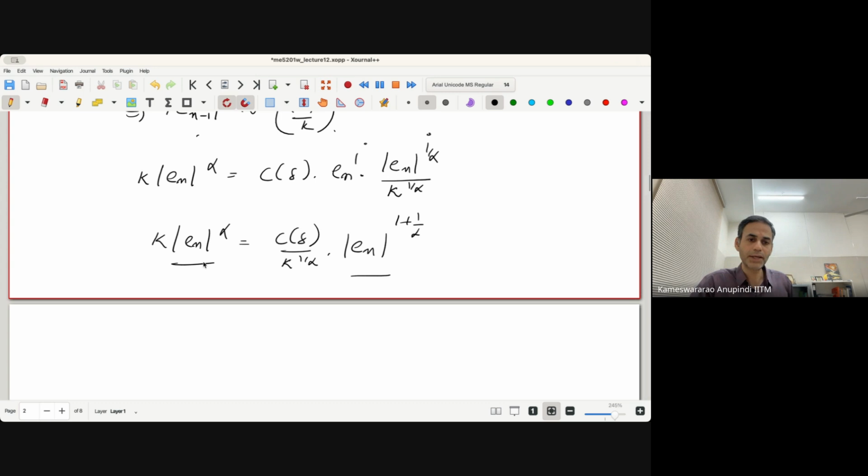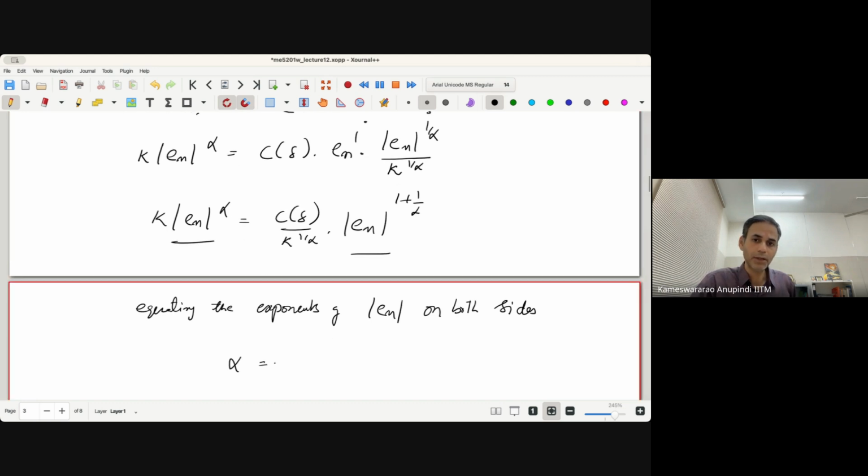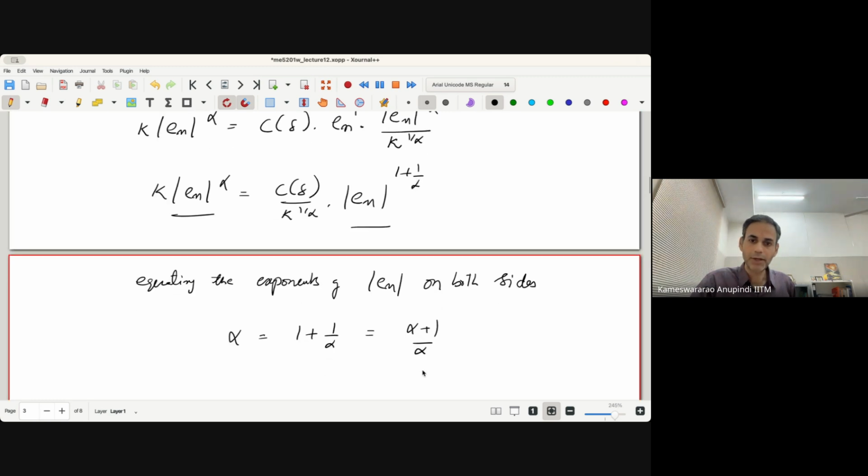So on both sides, I can compare the exponents, or essentially equate the exponents, right? Because these are equal, the exponents should be equal. So equating the exponents of e_n on both sides, because this is given as equal, that's going to be alpha equals 1 plus 1 by alpha. That means alpha equals 1 plus 1 by alpha.